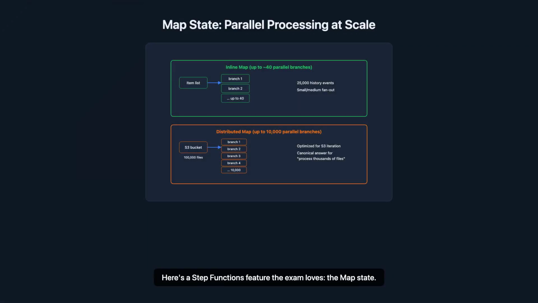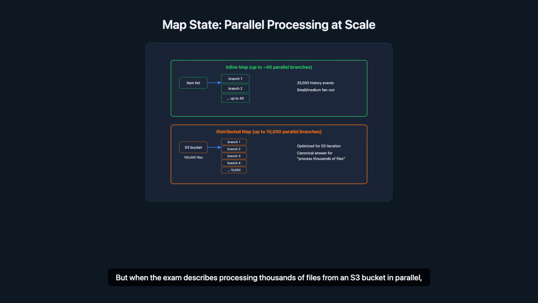Let it. Here's a Step Functions feature the exam loves: the map state. Think of a restaurant kitchen. Instead of one chef cooking 10,000 plates in sequence, you hand each cook one plate and they all cook simultaneously. Map state does the same thing for your data. There are two modes. Inline map runs in the same workflow execution, giving you up to about 40 parallel branches and 25,000 history events. That's fine for small to medium fan-out.